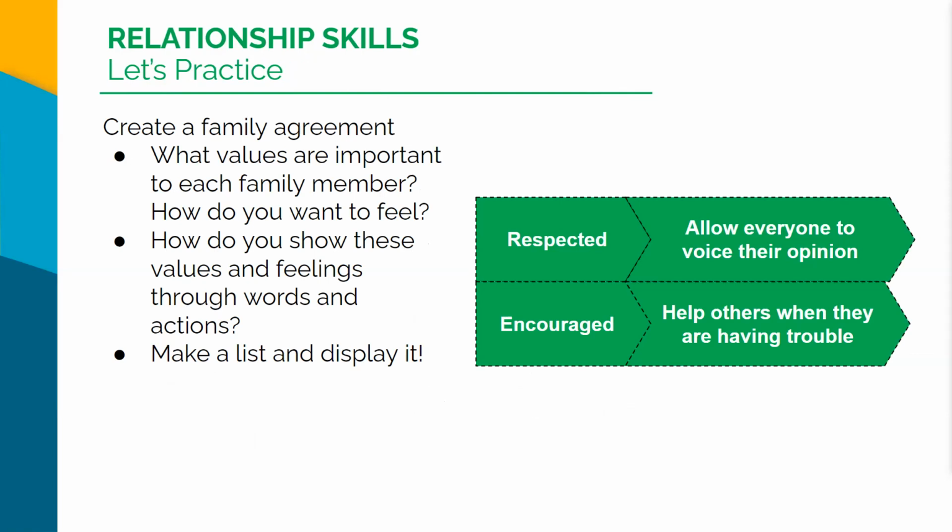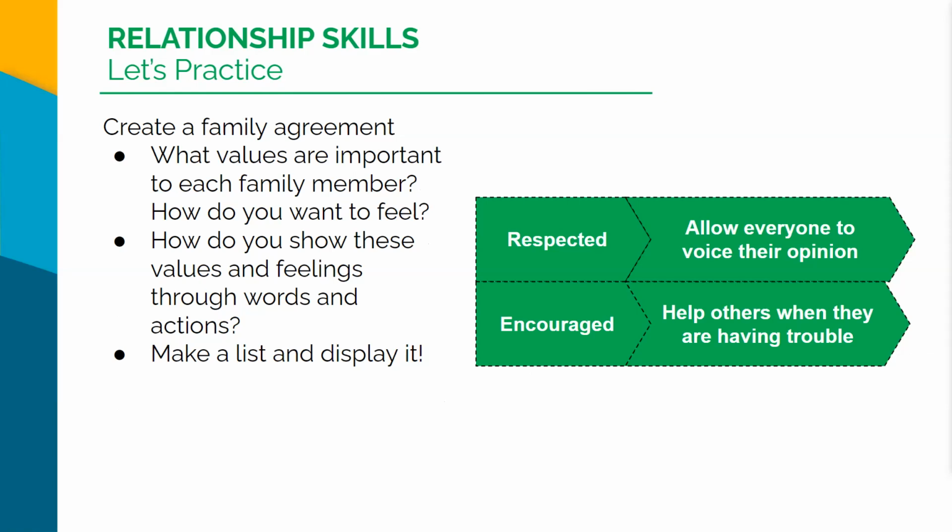Another way to continue this work is to consider creating a family agreement chart. Rather than a list of rules, a family agreement allows for each family member to share what values are most important to them. Examples of values might be respect, honesty, or kindness. Each family member shares their values, and then as a group, creates a list of the most important or shared values.